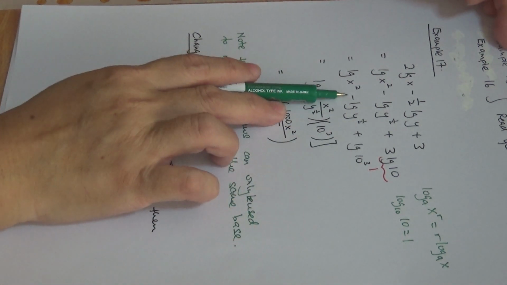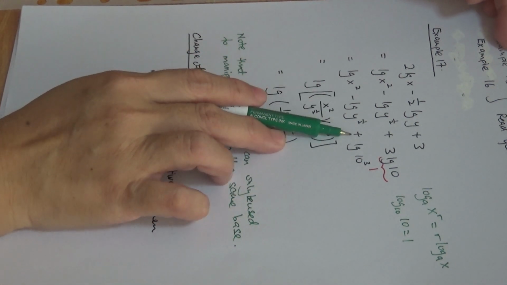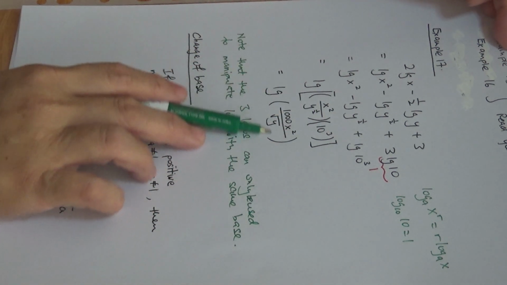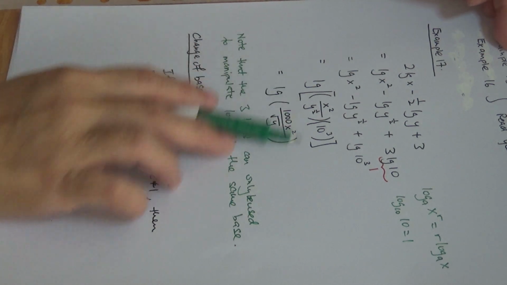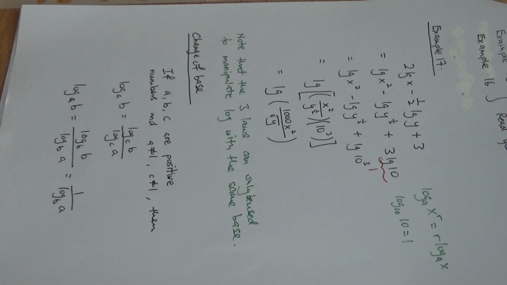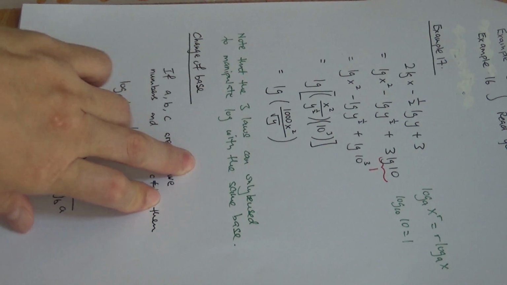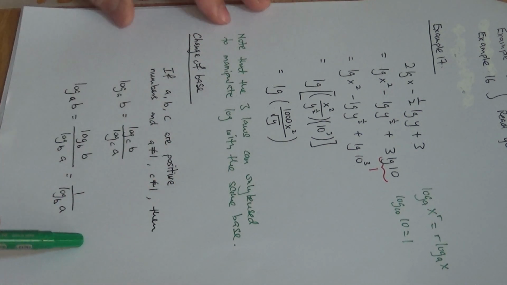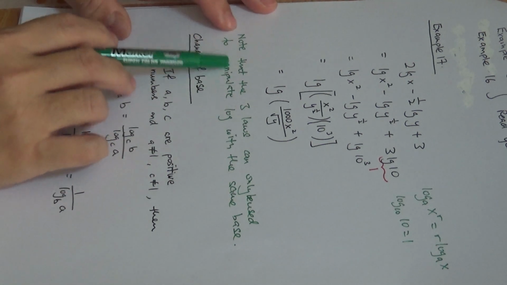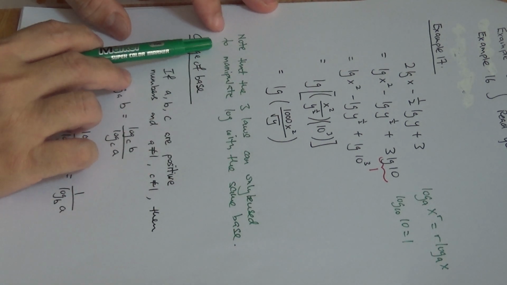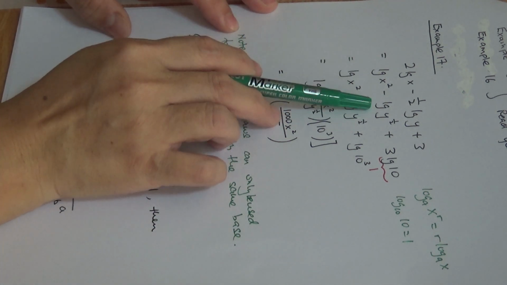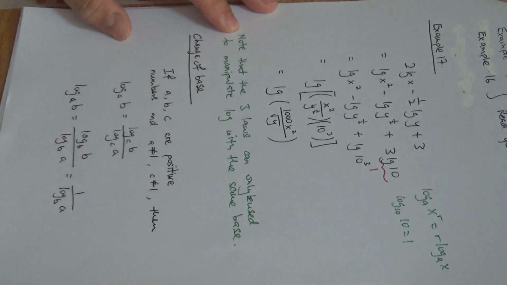Then this is minus, minus means divide, plus means times. I combine them, and finally I can use it to simplify it to a single logarithm. Now, one thing to take note is that the 3 laws can only be used to manipulate logs with the same base. Realize that all these are base 10. You cannot use it for different bases.